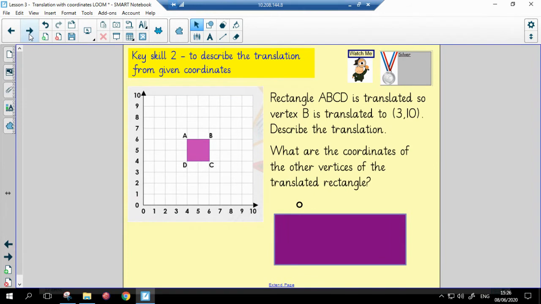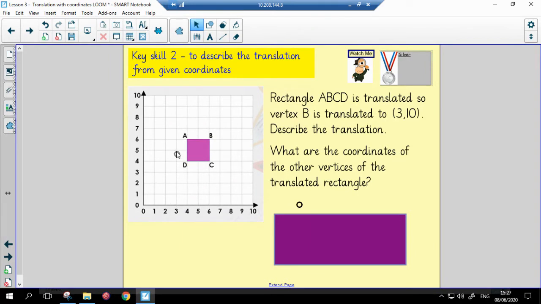So key skill 2 was to describe the translation from given coordinates. Have a look at this question. Rectangle A, B, C and D is translated, so vertex B has been moved to 3, 10. Describe the translation. Okay, so the first thing I'm going to do is put my vertex B at 3, 10.